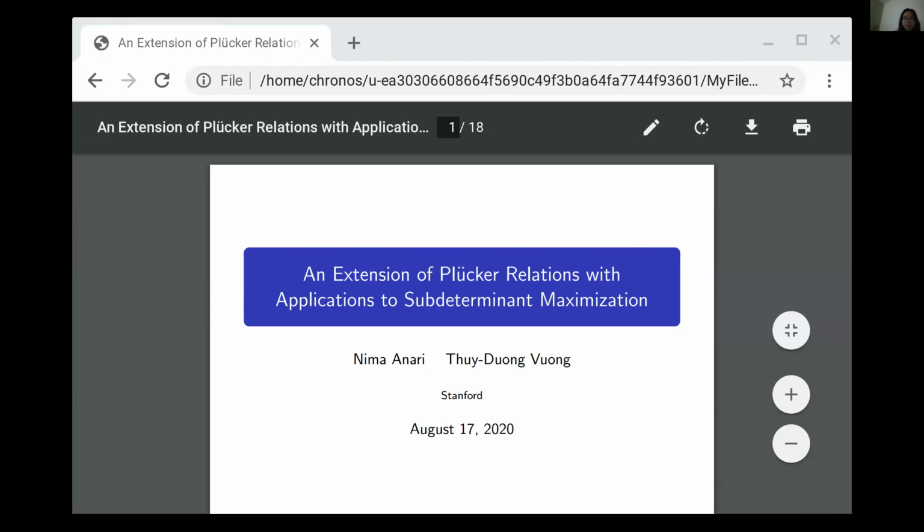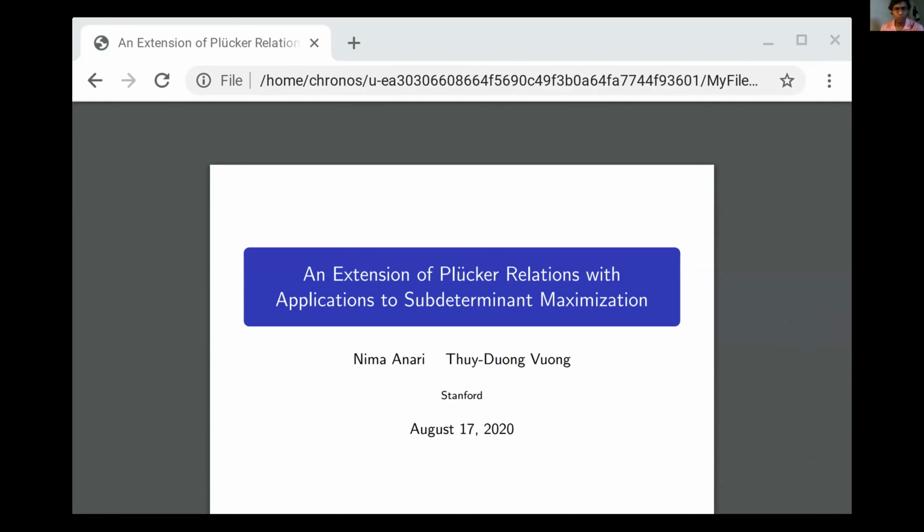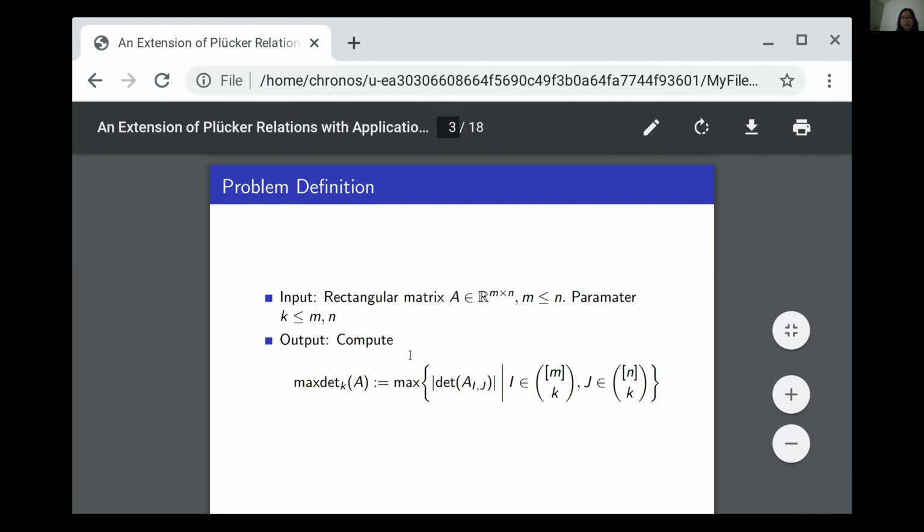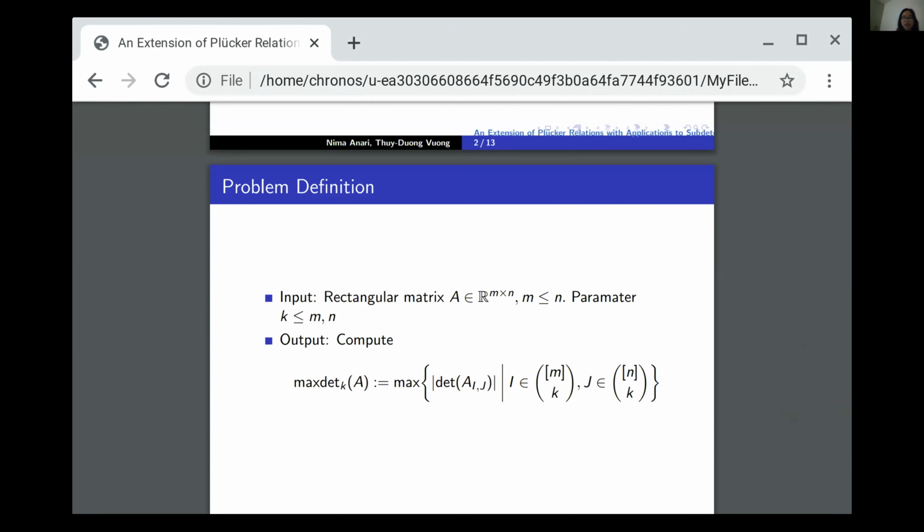All right. So June is going to be talking about an extension of Fluker relations with applications to subdeterminant maximization. Go ahead, June. Hi. So this is a joint work with Nima, my advisor, and we are both at Stanford. So let's first define what is the subdeterminant maximization. We're given a rectangular matrix A and a parameter K. We want to compute the maximum absolute value among K by K minors of A. The minor is the determinant of a submatrix.